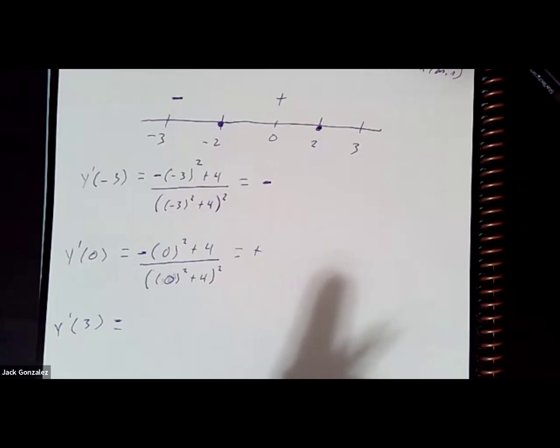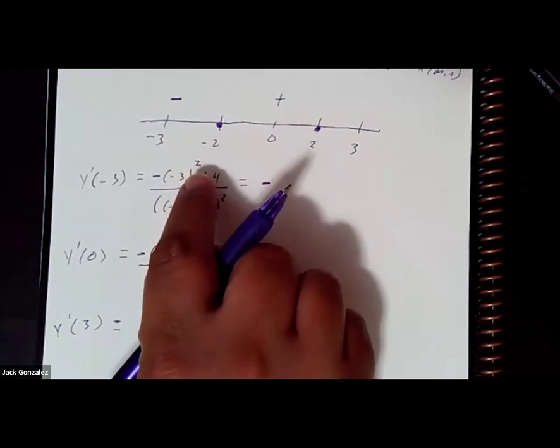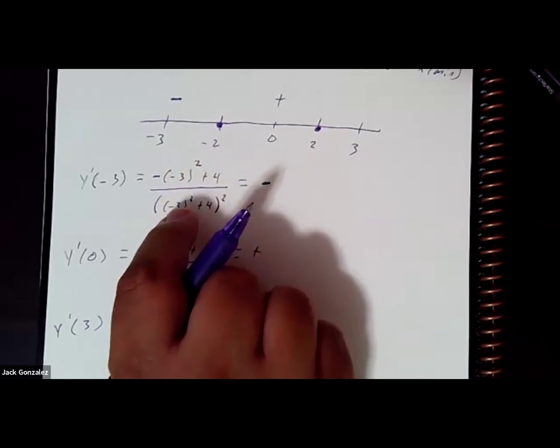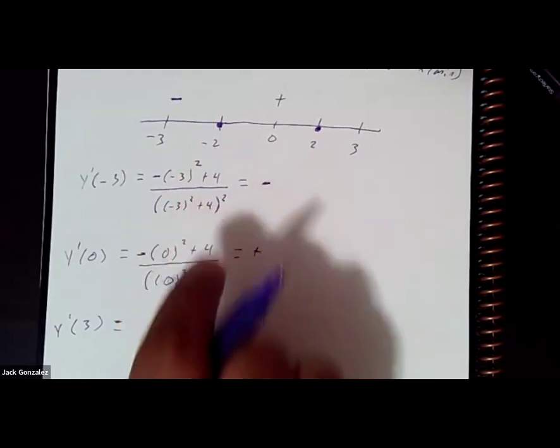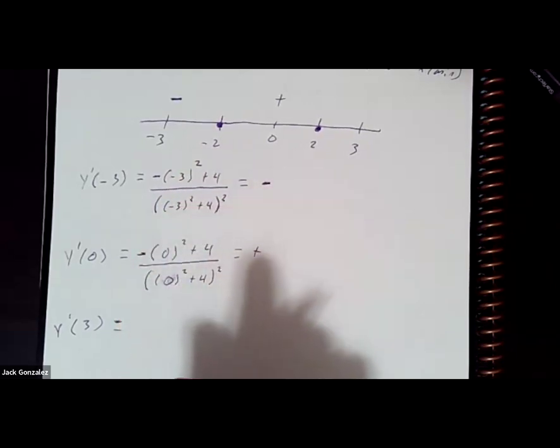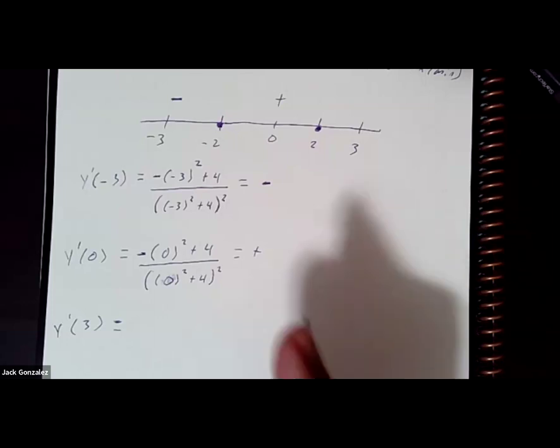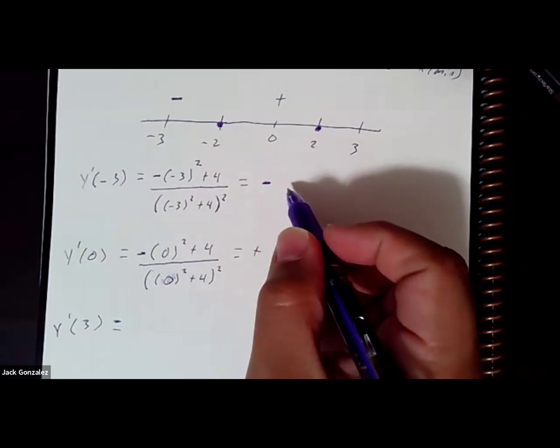If you plug in 3, that's going to be the same thing as this, isn't it? Because when you plug in negative 3, you square it. Plug in negative 3, you square it. So that's the same thing as plugging in positive 3. So it's going to be the same as this one. See what I mean?